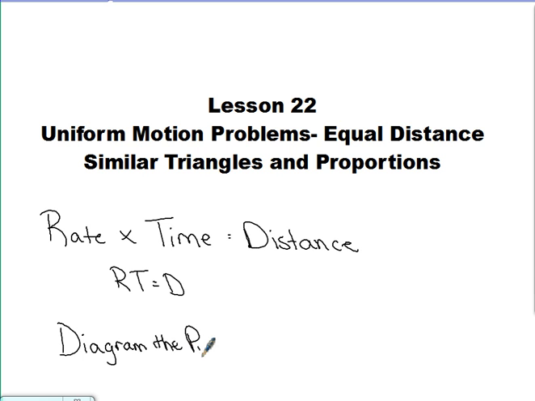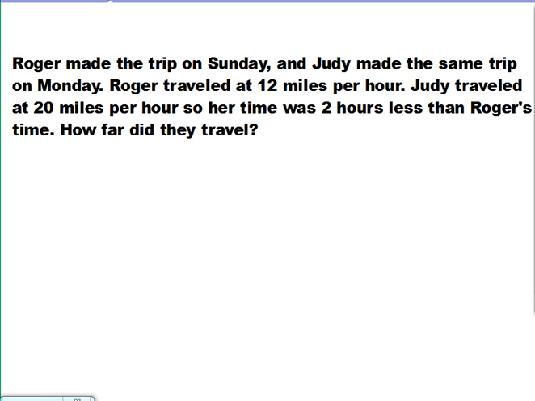We're going to do a couple examples before I have you do one on your own. Let's look at the first example. Roger made a trip on Sunday. Judy made the same trip on Monday. So you see already, they're traveling equal distances. They're going the same trip. Roger traveled 12 miles per hour. Judy traveled at 20 miles per hour. So her time was 2 hours less than Roger's time. How far did they travel?